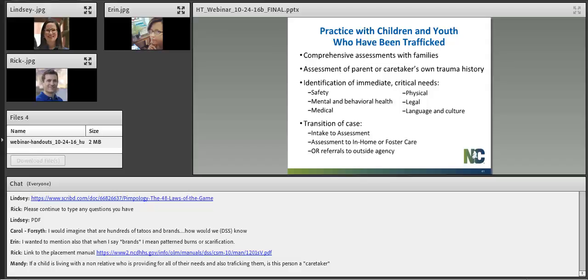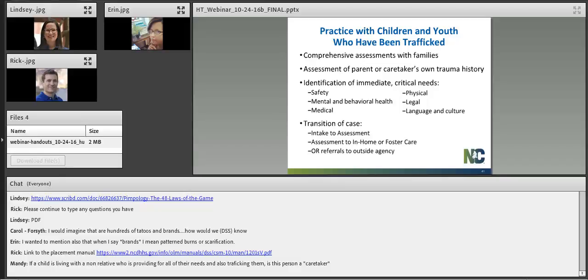Either a child or youth comes to you by way of a law enforcement operation, and you know that that's an issue at the outset, or it's identified later on. And these are things like safety, immediate mental or behavioral health concerns, medical concerns, specifically if there is substance use involved, physical health, any legal issues, or language or cultural barriers.